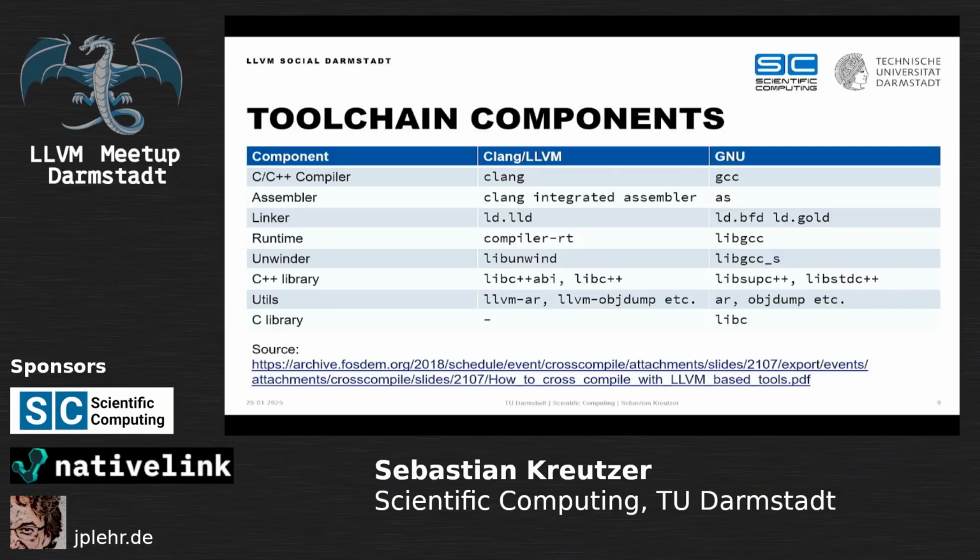Here's a handy overview of the components in Clang/LLVM and the corresponding GNU components. For most things, for the assembler, for the linker, for the runtime library, you have a Clang equivalent for the GNU part. Basically, only the C library is something where you have to use libc from GNU if you compile on Linux. Oh, and by the way, this is from a talk from FOSDEM 2018. I can recommend that if you want to look further into cross-compilation.